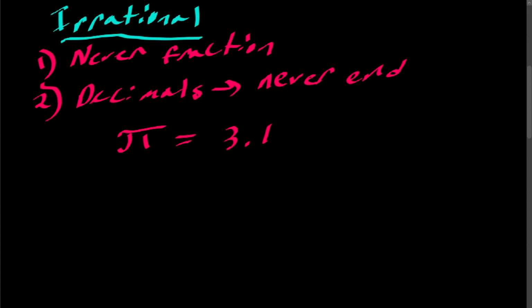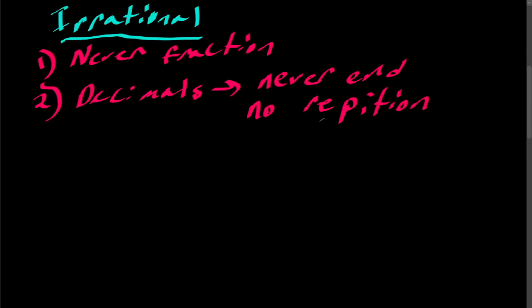Let's make one more note. It's also going to be a decimal with no repeating. So we'll just say no repetition, and I'll show you what that looks like. I hope that's how you spell repetition. No, that's not how you spell repetition. However you spell it, we'll say no repeating because I can't spell. That's why I have a math degree, not an English degree. All right. So no repeating.